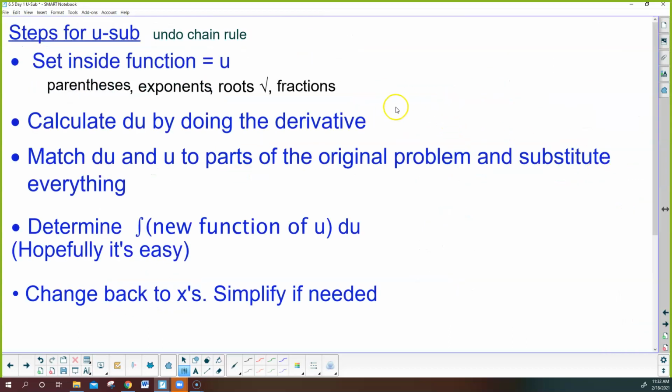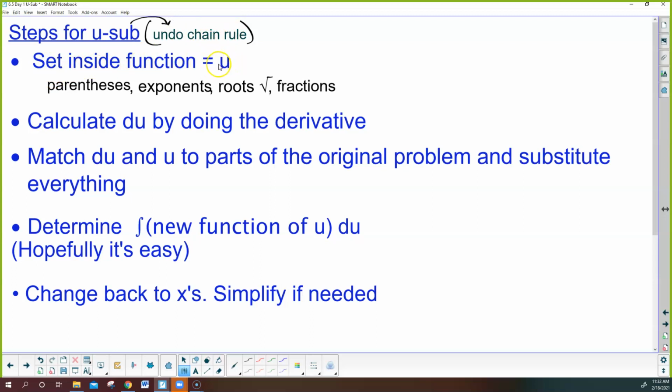Now, we don't have the time to really write all this down. So if you want to take a screenshot of this, you can. Or let's just look at some tips or steps for doing U-substitution, which remember, U-substitution is just our way of undoing the chain rule. So we're going to set the inside function to u.